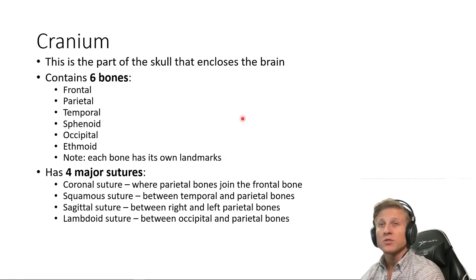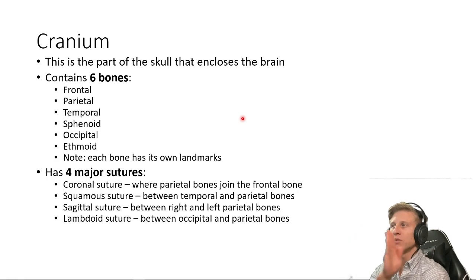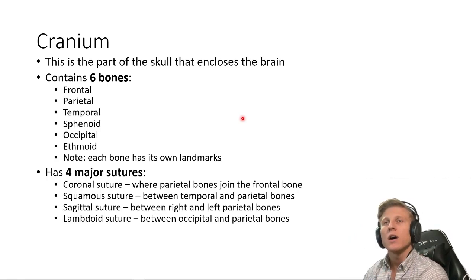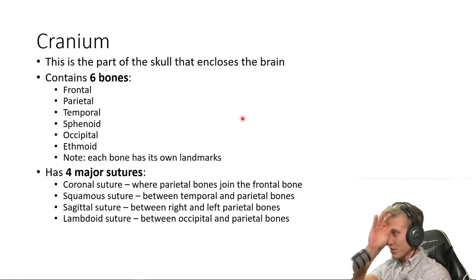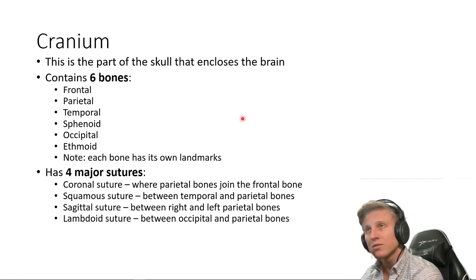We have 4 major sutures. We covered 3 of these already. Coronal, right, on the crown. Squamous along the side. Lambdoid on the back. Sagittal is on the top. Remember the sagittal plane from our anatomical terms and positions lecture. So we have the sagittal plane cutting across this way. So if you have a suture in your skull that's along that line, we would logically call it the sagittal suture. Makes sense?